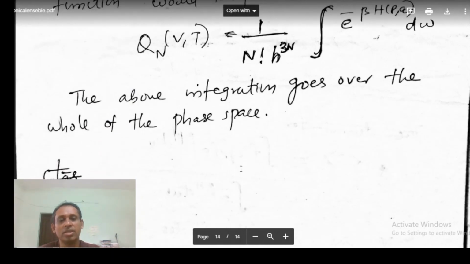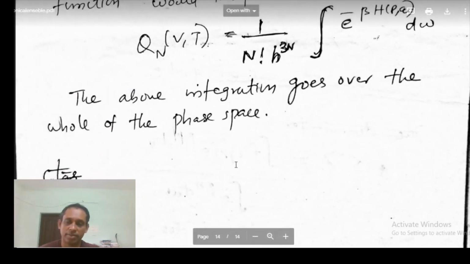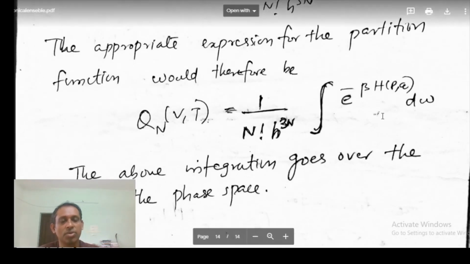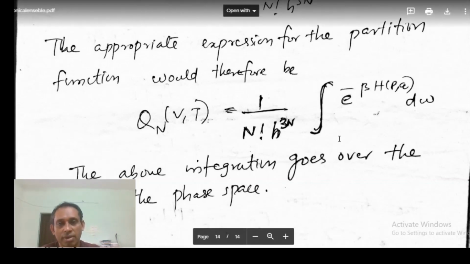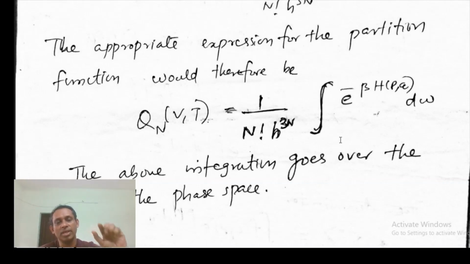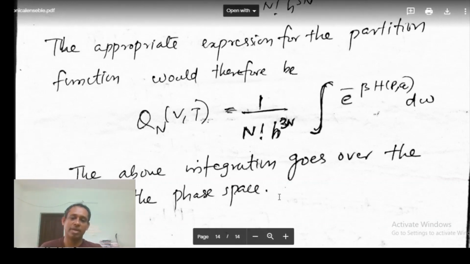So this integration goes over the whole of the phase space. Remember that in the microcanonical ensemble, we had to integrate only over a limited portion of the phase space, because rho of qp is constant in a given region of the phase space, and outside the region it is equal to 0. So Q_N is given by this in the canonical ensemble, and the integration is over the whole of the phase space.